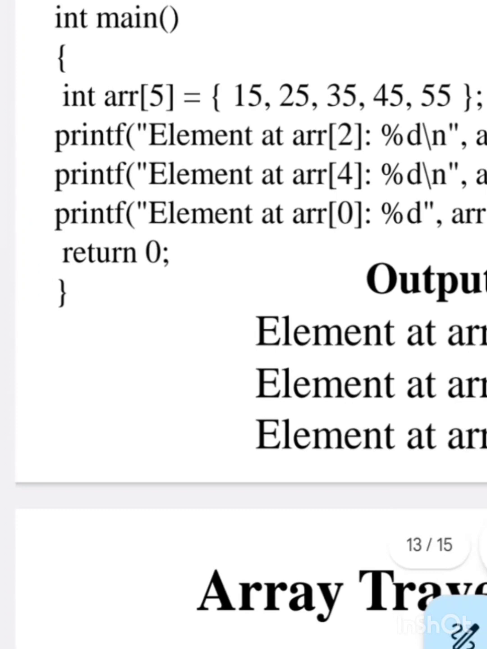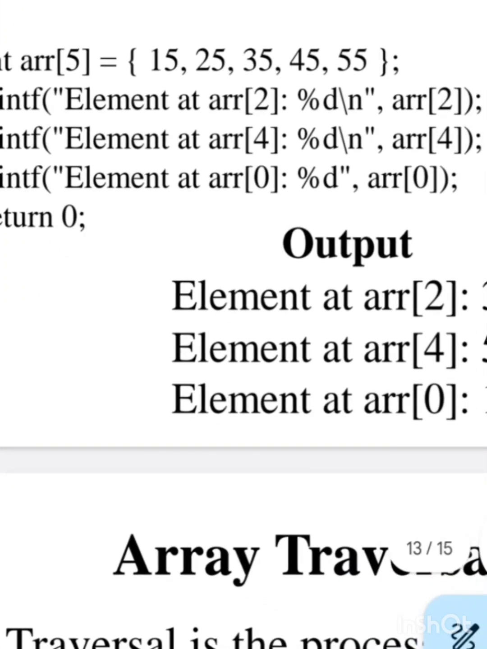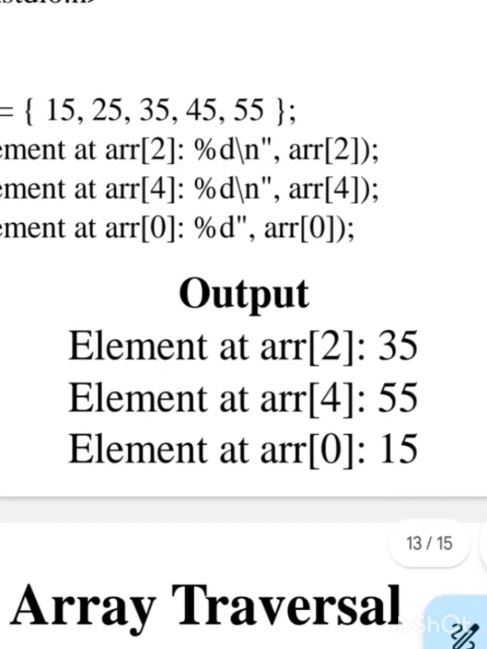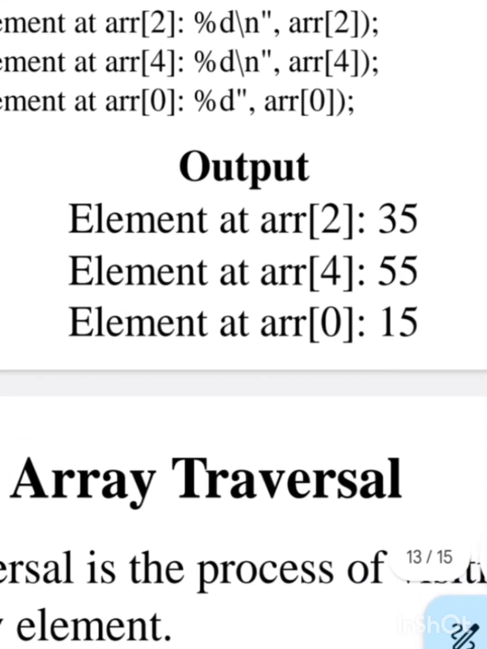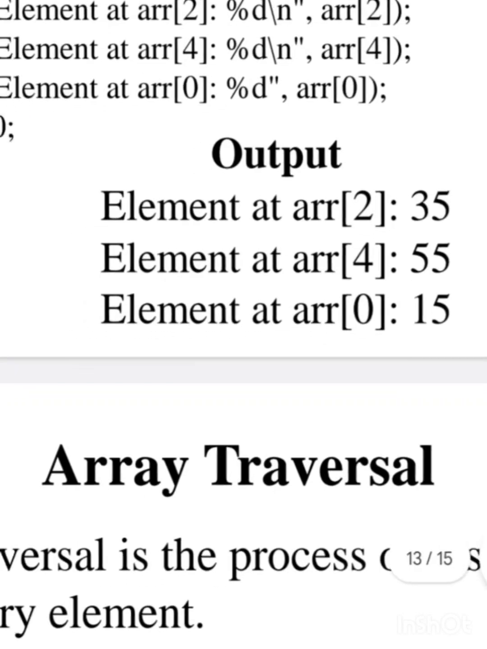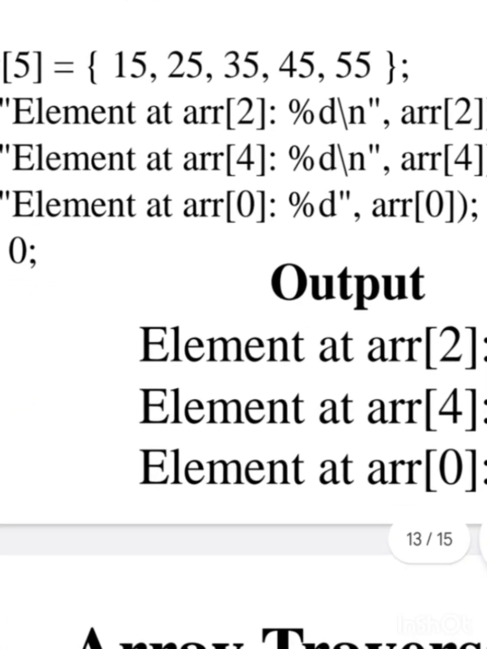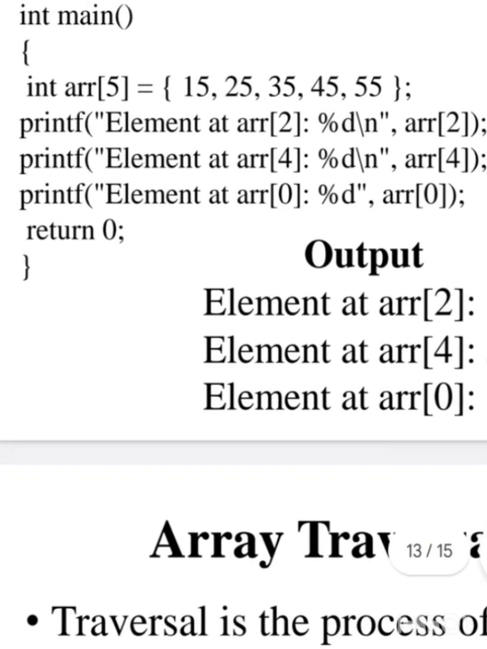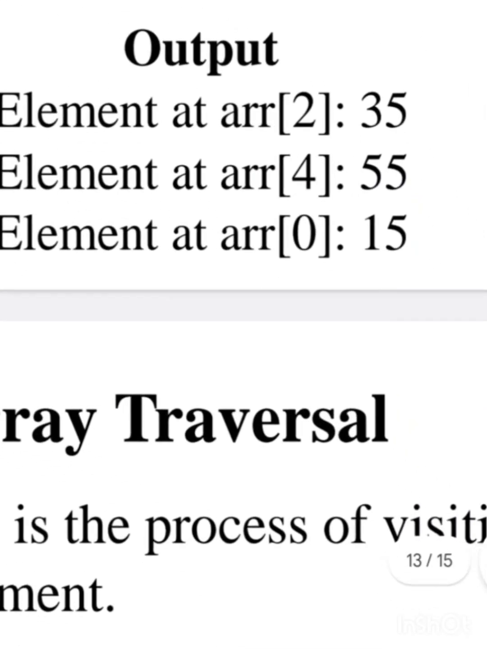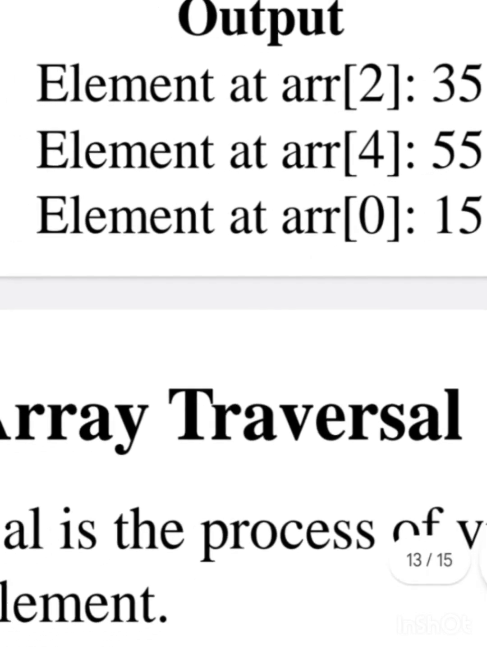Then if I want to print my last element in the array, I have mentioned arr[4]. So the last element will be 55, and the 55 will be printed. If I want to print the first element, I have mentioned arr[0]. The value in the first position will be 15, so in the output we will have 15.